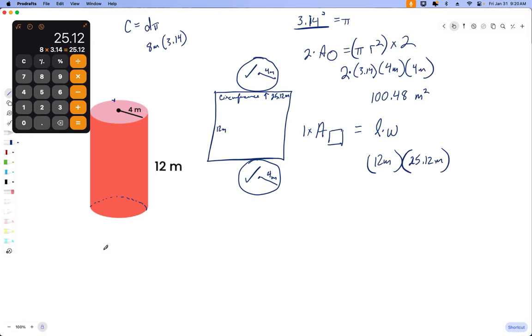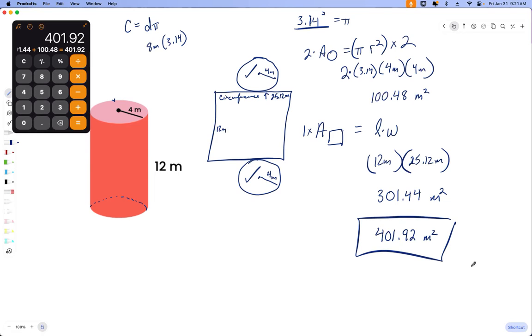Now we just multiply those together. 25.12 times 12 is 301.44 meters squared. Now we just add those two values together. 301.44 plus 100.48 is 401.92, and they're both meters squared. That should be your answer. And that is the same process you use for every single cylinder.